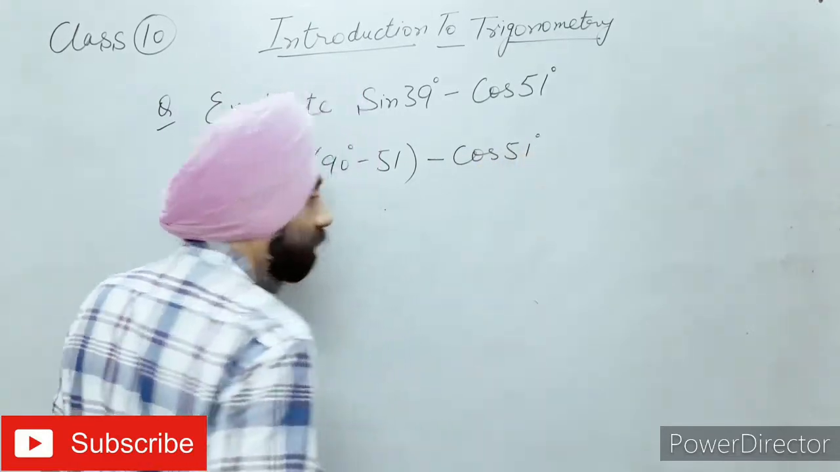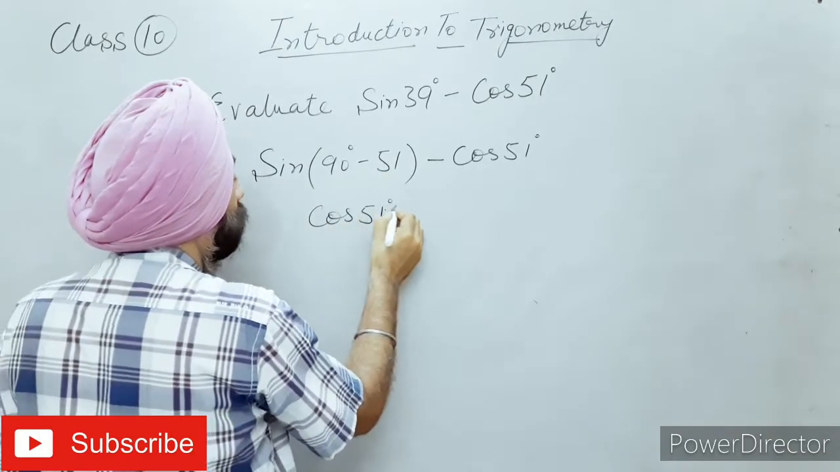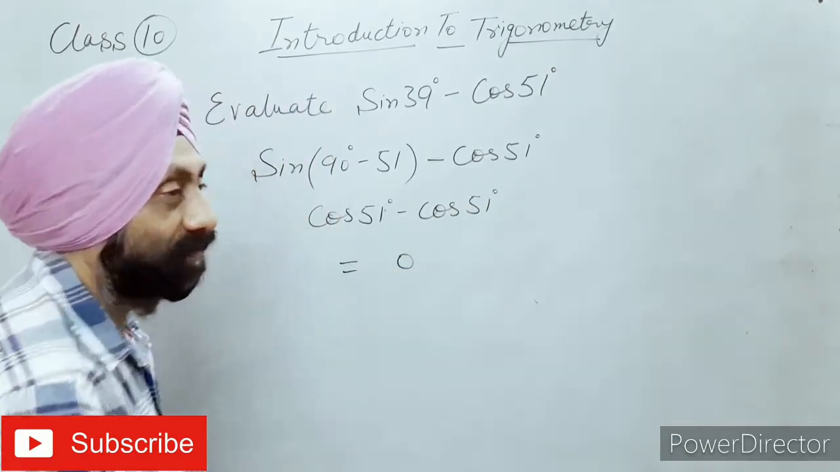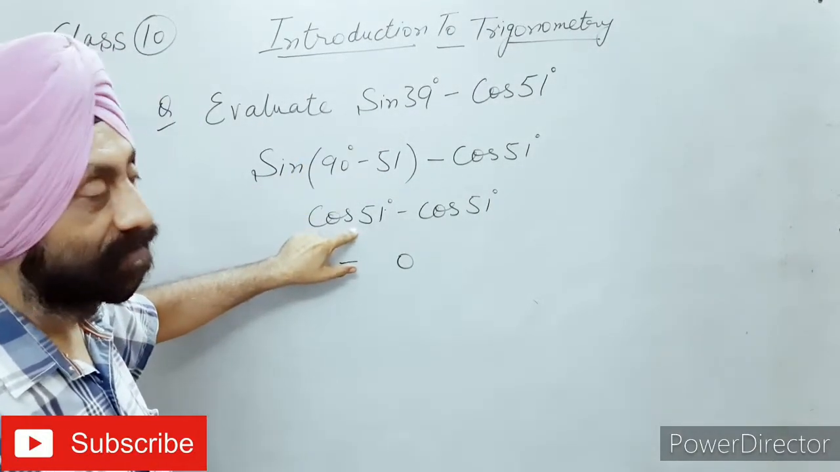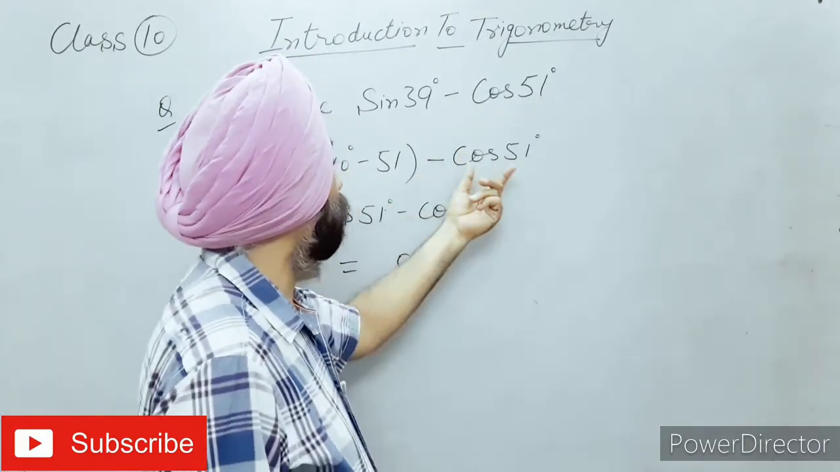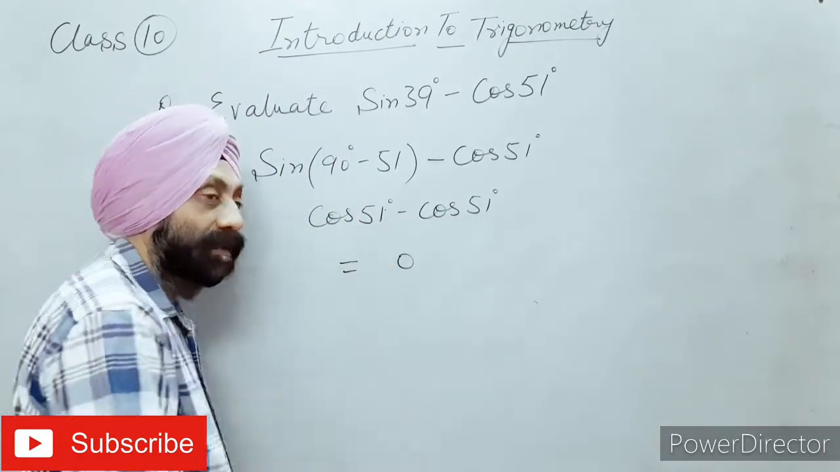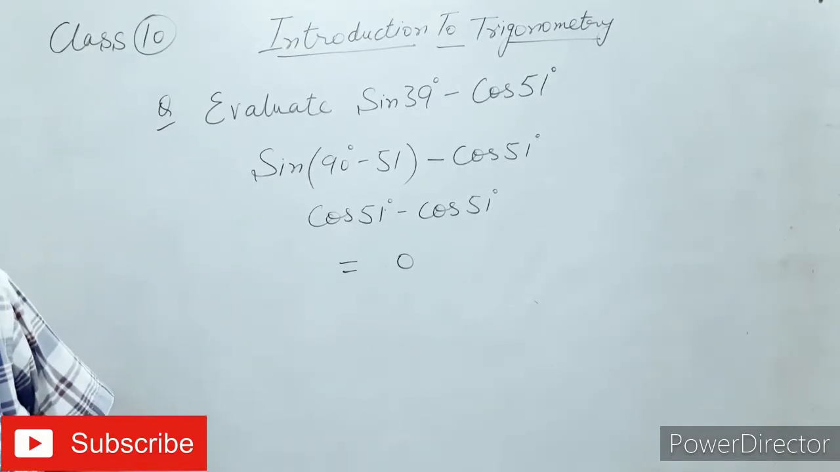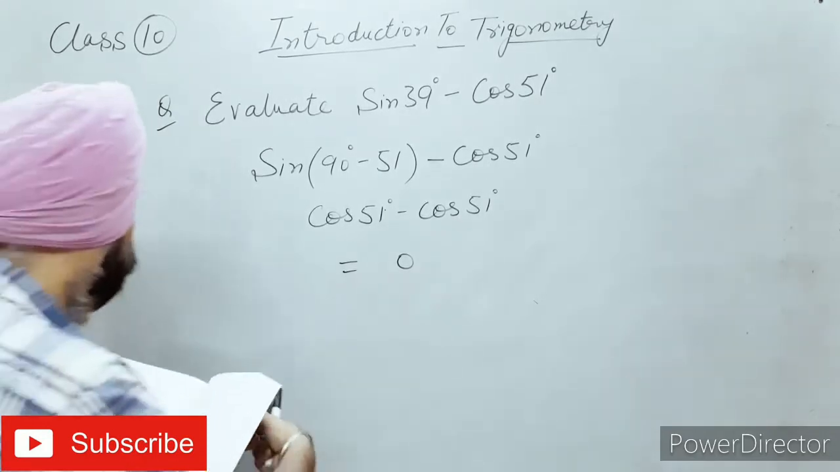Now what is sine 90 minus theta? It is cos of theta minus cos 51 degrees. Answer is a big 0, right? Now sine of 90 minus theta is cos theta. I have used this concept. I haven't done anything with this term. It remains the same, cos 51. Both the terms are plus and minus, they cancel out. My answer is 0.